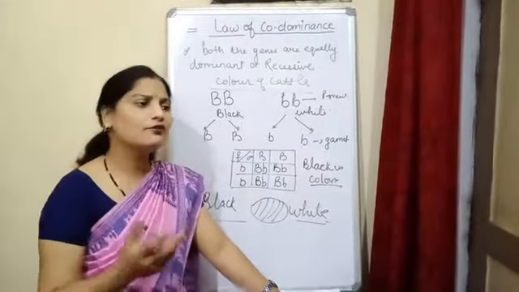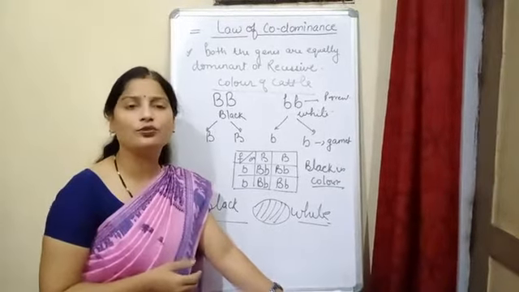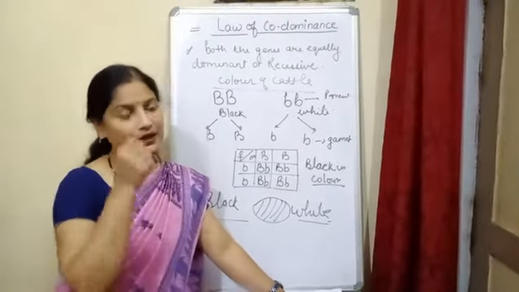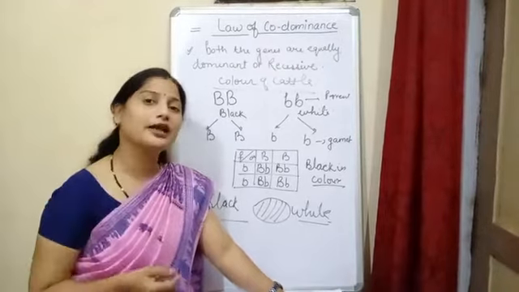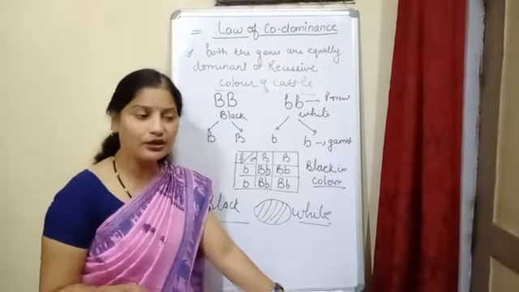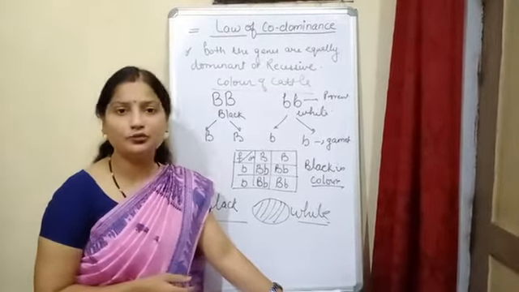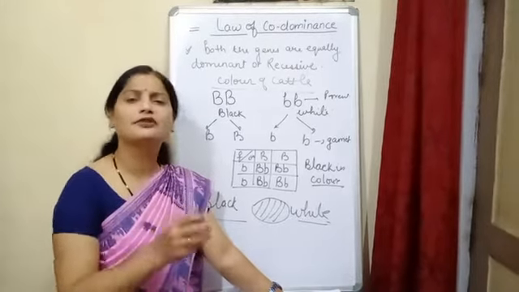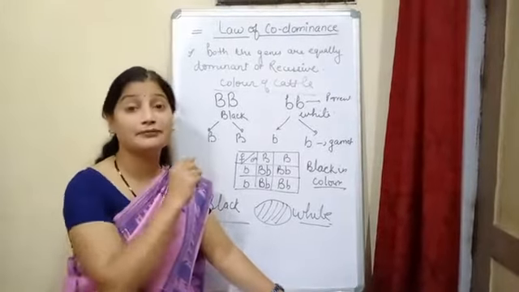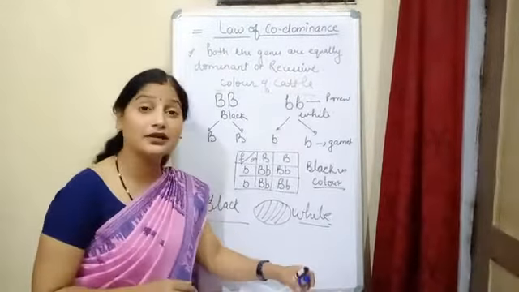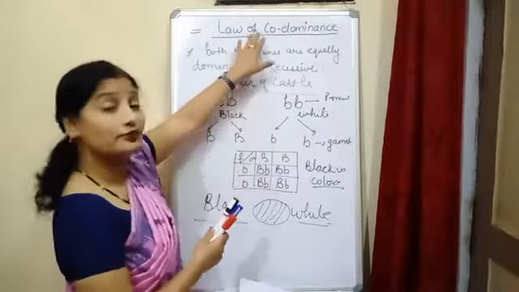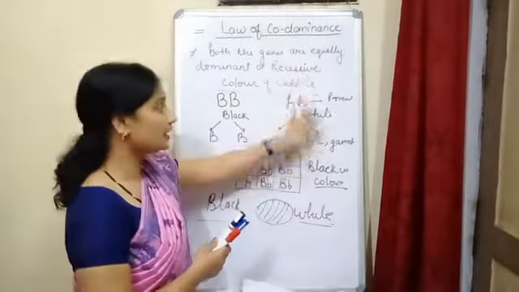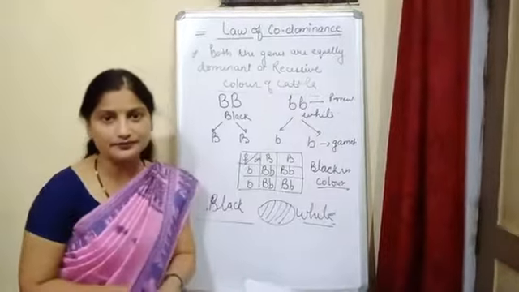Now, in case of human beings, we have one more example, and that is the human blood group. We all know that we have almost 3 types of blood group. Either we can have blood group A or blood group B. Some people have blood group O and even some of them have the blood group A and B. Now this blood group AB shows the law of codominance. How does it show? Let's see by an example.